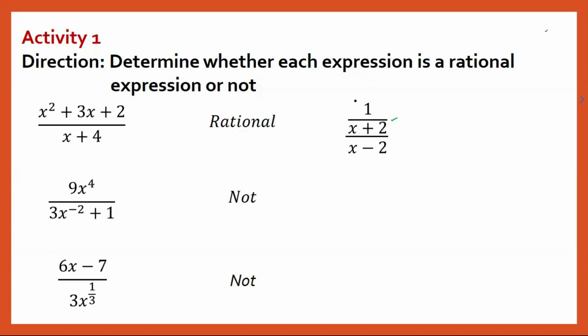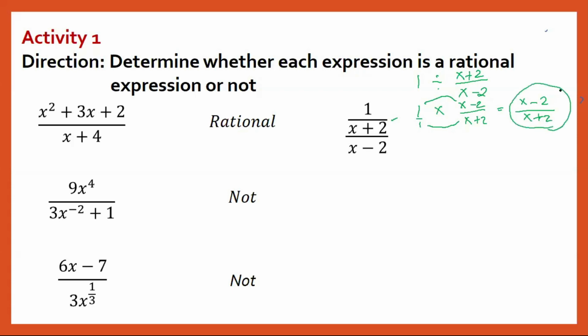Let's try to manipulate this expression. We have 1 divided by x plus 2 over x minus 2. Applying the rule, we have to get the reciprocal of this and change the operation into multiplication. So we have 1 times x minus 2 over x plus 2. So numerator times numerator, denominator times denominator. So 1 times x minus 2 is clearly x minus 2. 1 times x plus 2 is clearly also x plus 2. So this is now the resulting expression.